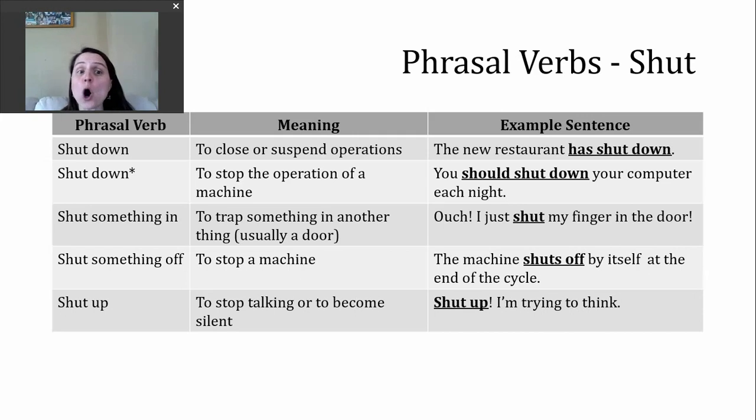Shut down, though, could also have another meaning of to stop the operation of a machine. Let's look at an example sentence here. You should shut down your computer each night.